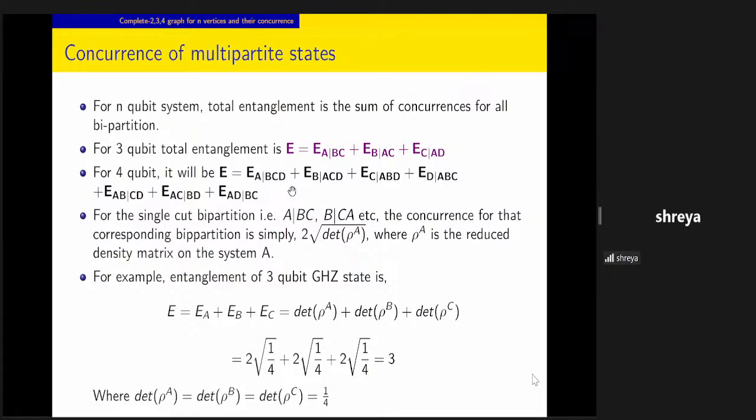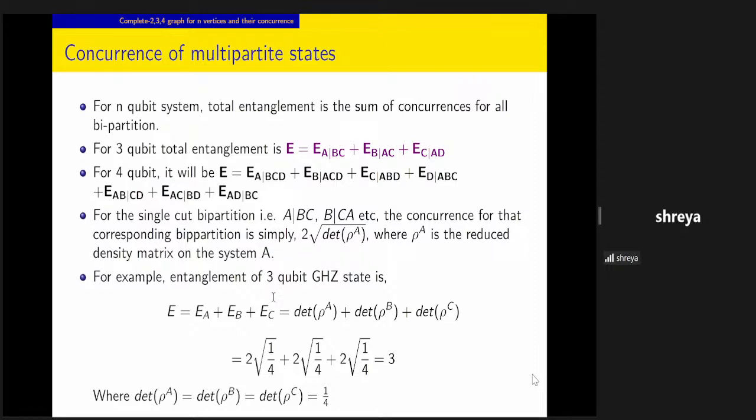And for the single cut bipartition, that is A|BC, this is the single cut bipartition, and like AB|CD, this is a 2 cut bipartition, and so on. That cut can be many more, depending on the number of qubits. The single cut bipartition is simply the root of the determinant of the reduced density matrix of the system A.